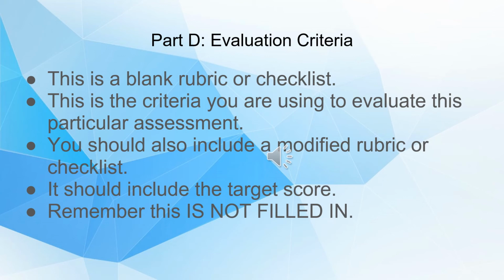It also needs to include the target score. The target score is what it means to pass the test. Is it 70%? Is it 4 out of 5 questions? What is the target score that shows that students have mastered this assessment? You want to make sure that you have that so that you know exactly who has passed your assessment and who has not yet. And remember that this is not filled in. This needs to be a blank copy of your rubric or checklist.